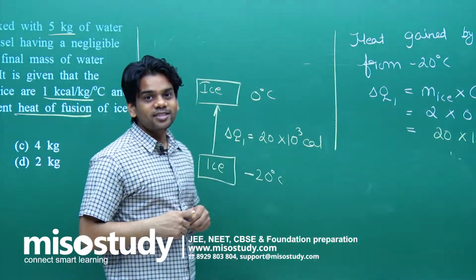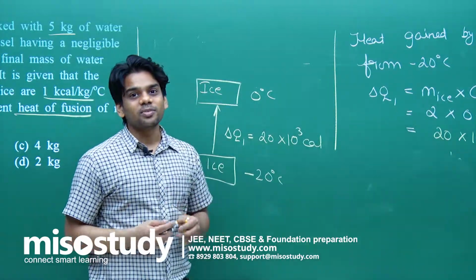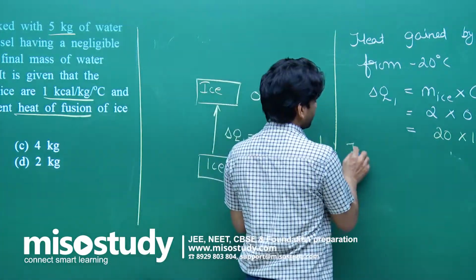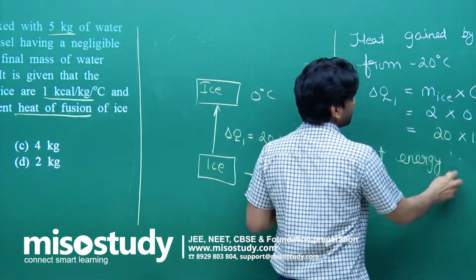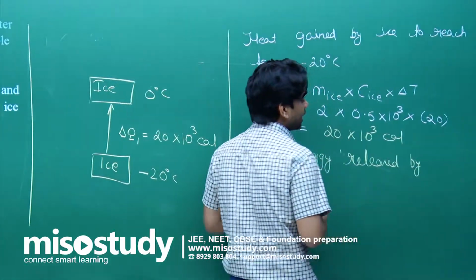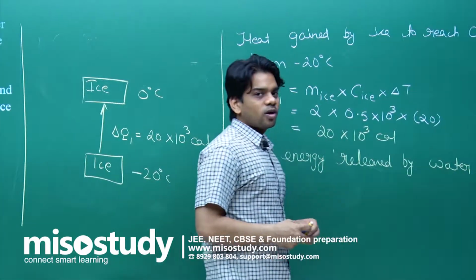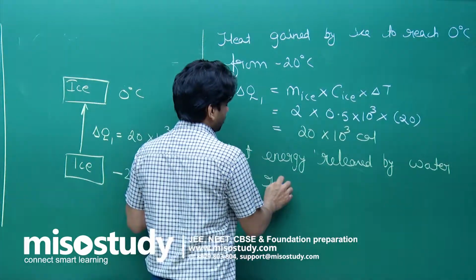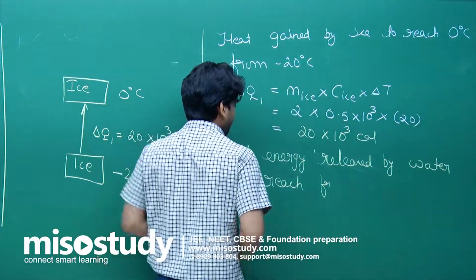Next thing, how much heat energy would water release in lowering its temperature from 20 degrees Celsius to 0 degrees Celsius. Heat energy released by water, which is at 20 degrees Celsius, to reach 0 degrees Celsius, because it is going to release heat energy to reach 0 degrees Celsius from 20 degrees Celsius.